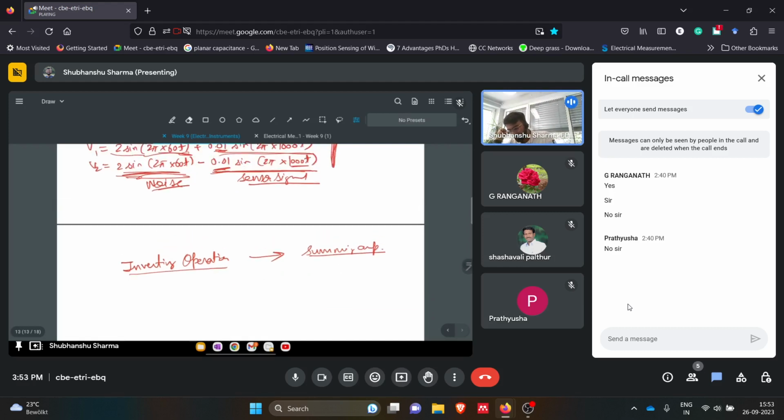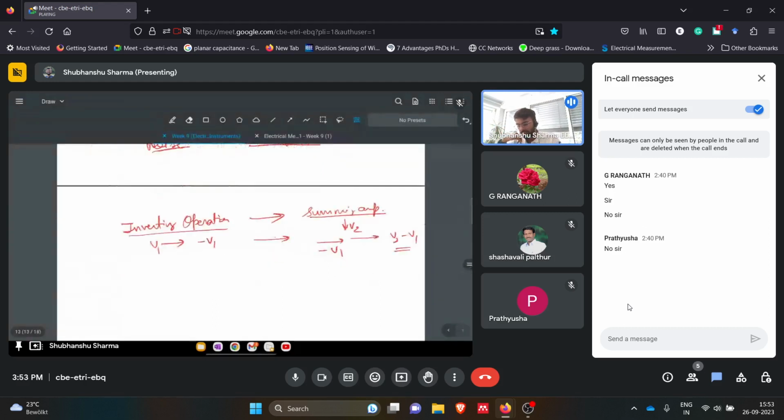In other words, let's say we invert V1 to minus V1, and then in this case we add V2 and this minus V1. So ultimately we will get V2 minus V1. I think we got the answer for how we will achieve this design from operational amplifiers. We need the inverting operation, that we know. Then we will take help of a summing amplifier, again with the op amp.